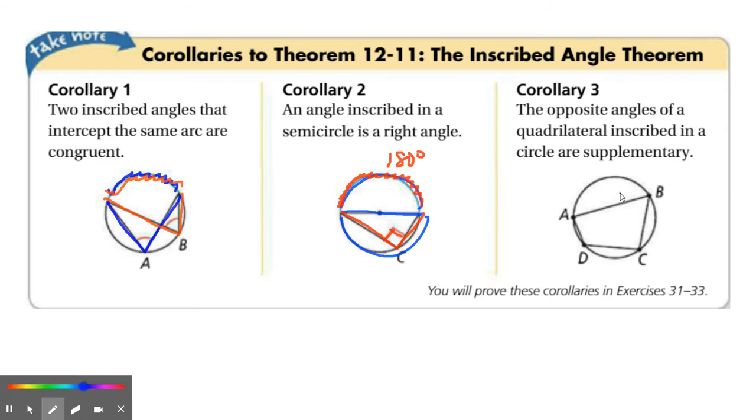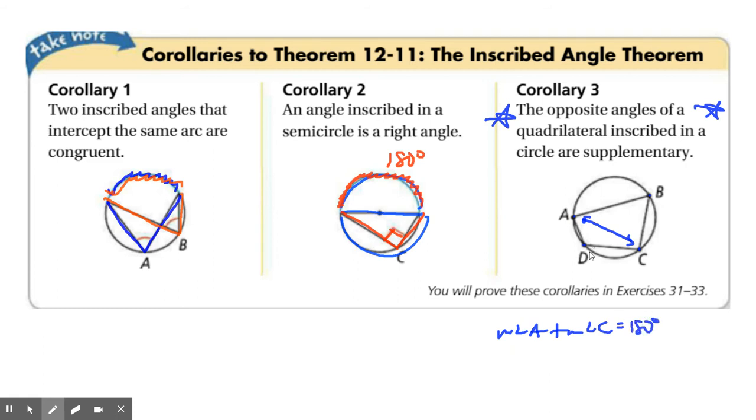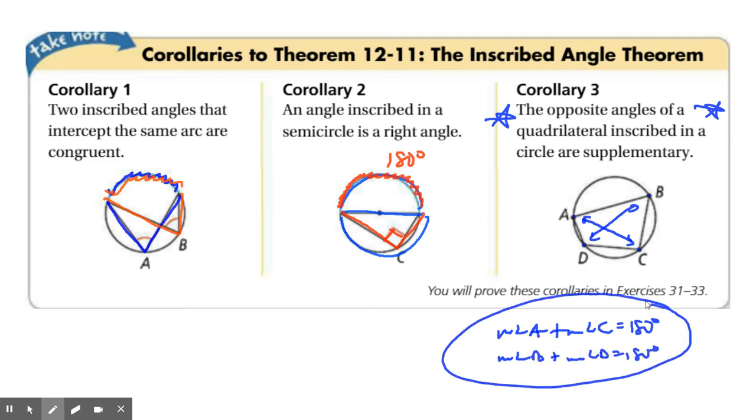And then last but not least here, this is something that they like to test you on as well. The opposite angles of a quadrilateral inscribed in a circle are supplementary. So this quadrilateral is inscribed in the circle because all 4 vertices are on the circle. So if we compare angle A and angle C, they will be supplementary. The measure of angle A plus the measure of angle C will be 180. The same thing with angle B and angle D: the measure of angle B plus the measure of angle D will be 180. So that's an idea you should try to remember, okay? Just because the quadrilateral is inscribed in the circle.